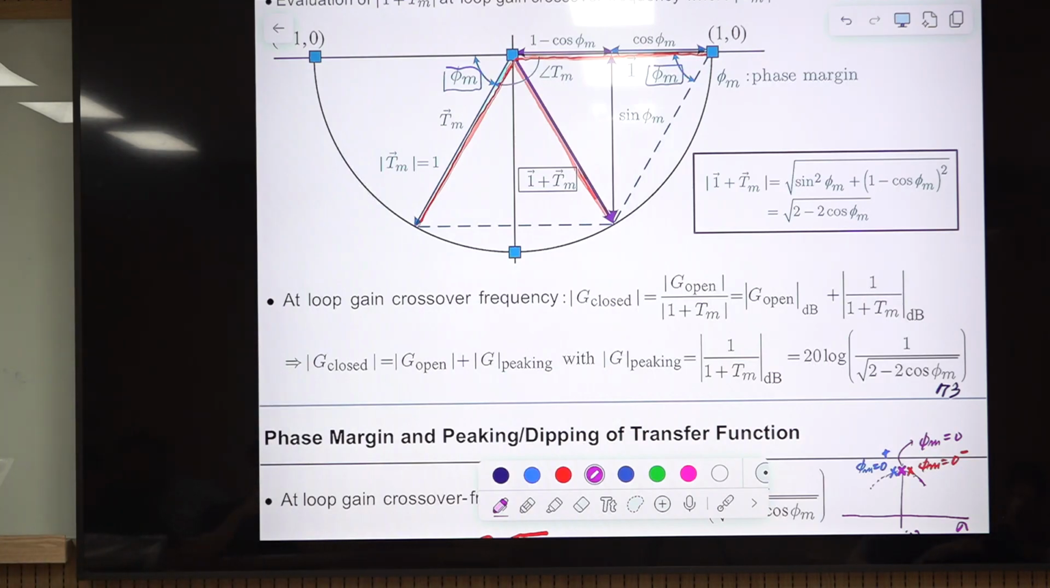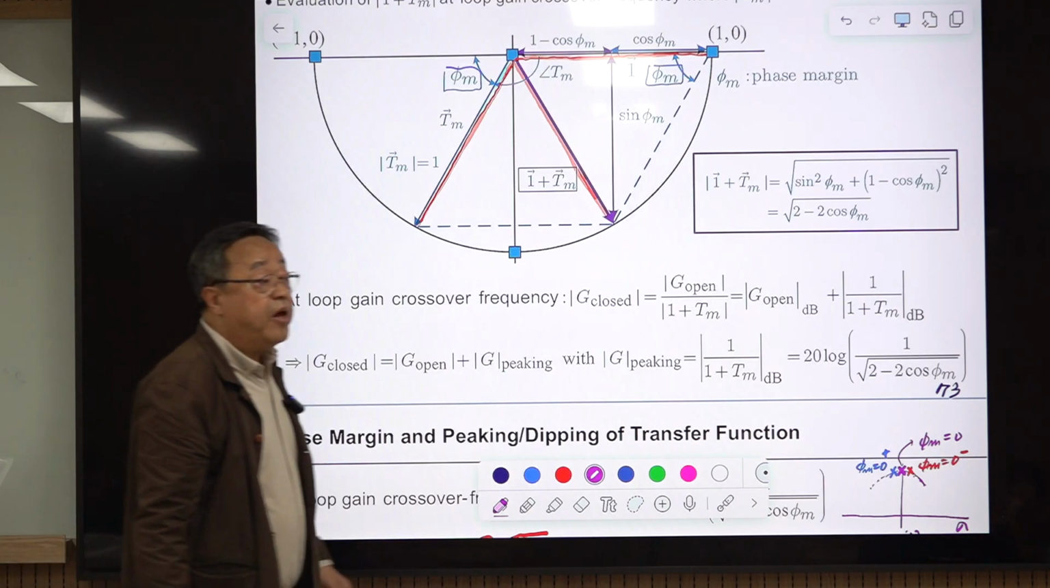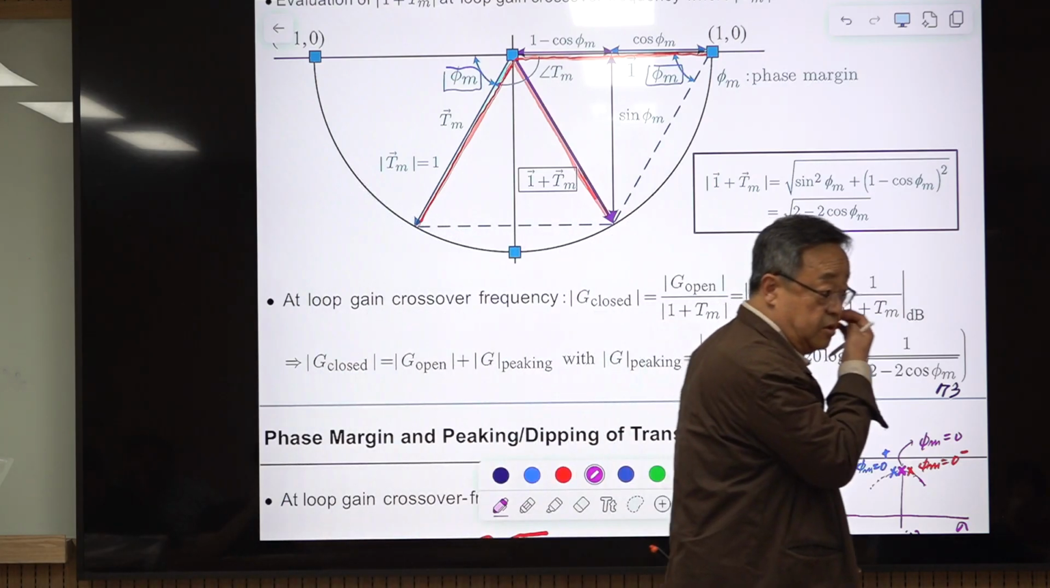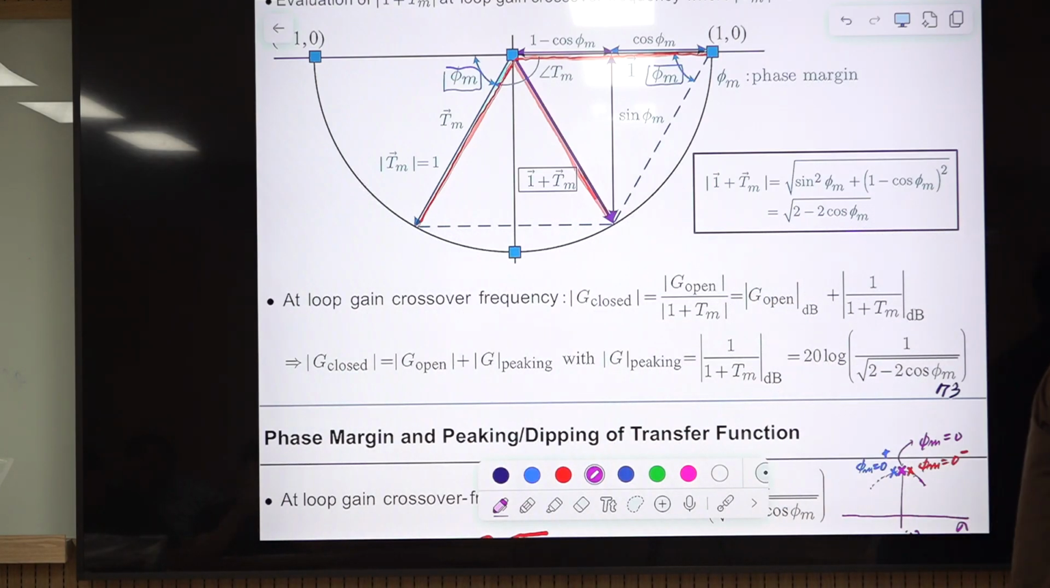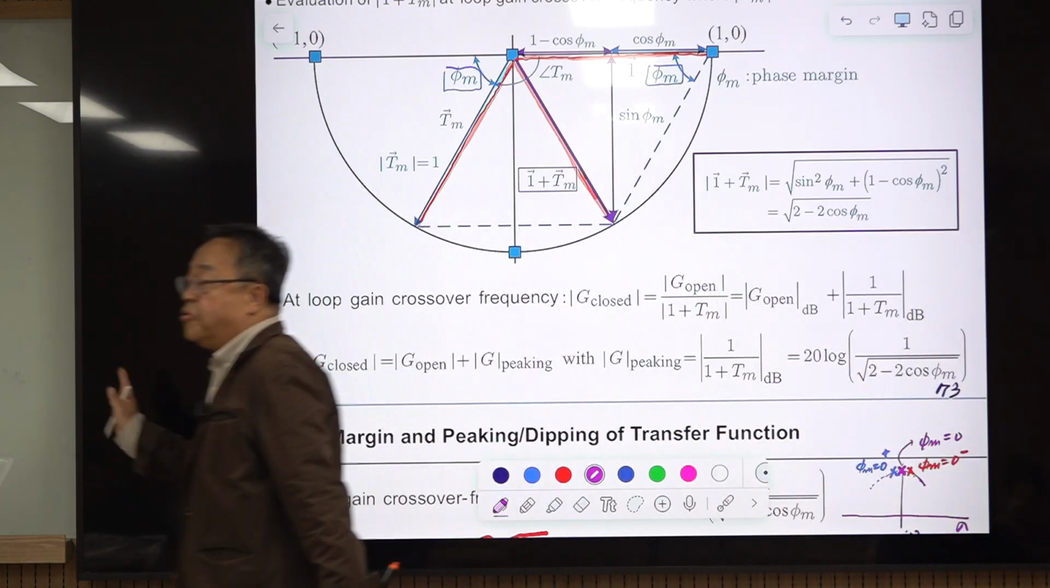So this is a very general formula. This is very easy to derive. I derived this somehow during some process. Maybe somebody else derived the same thing, but I don't know. I don't care.